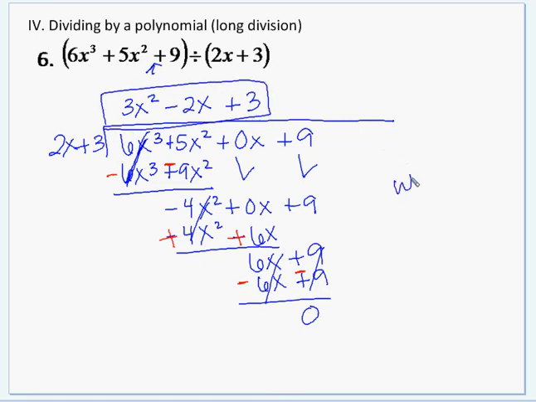Now, what if we had a remainder? So let's say we did this over here, and let's say it equaled 4. You would write your remainder as a positive 4 all over what you divided by, so your divisor. So it would be 2x plus 3. So if you have a remainder, don't write r with that number. I want you to write it as a fraction, saying I have 4 over that 2x plus 3 left over.